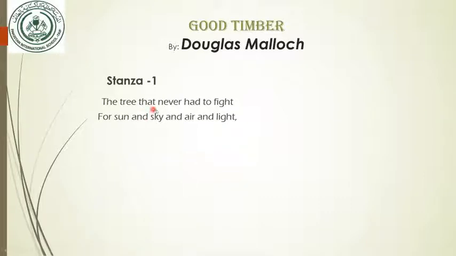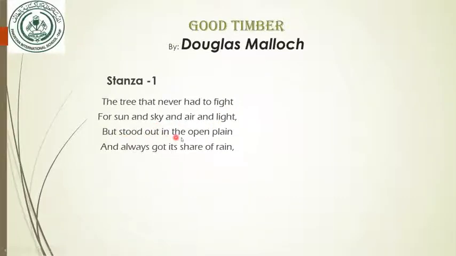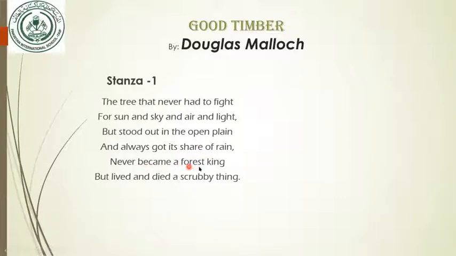The tree that never had to fight for sun and sky and air and light, but stood out in the open plain and always got its share of rain, never became a forest king, but lived and died a scrubby thing. This is stanza number 1, dear students, and I will definitely try to explain these lines so it will be easy for you to understand.